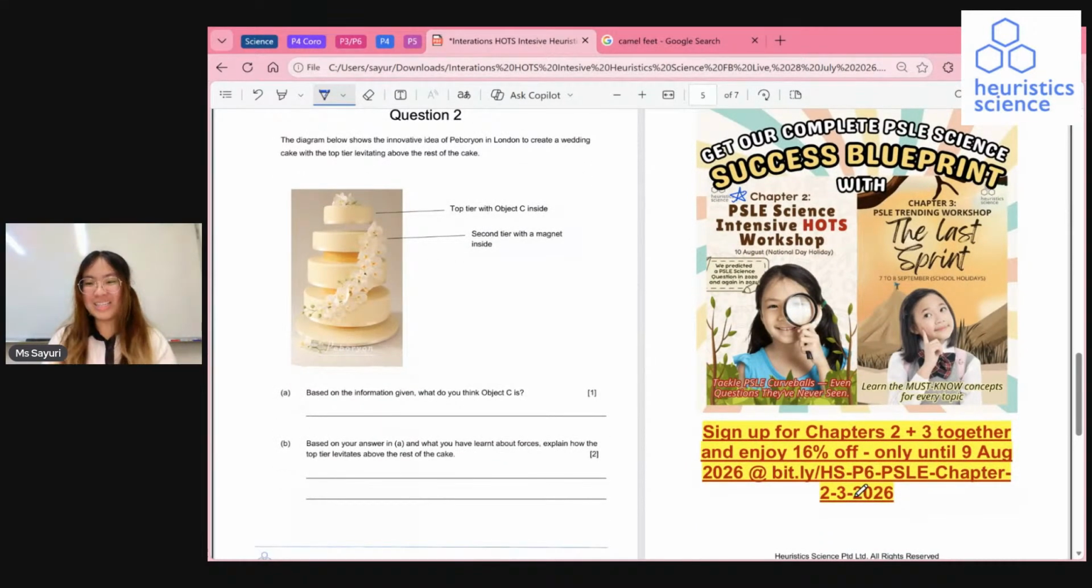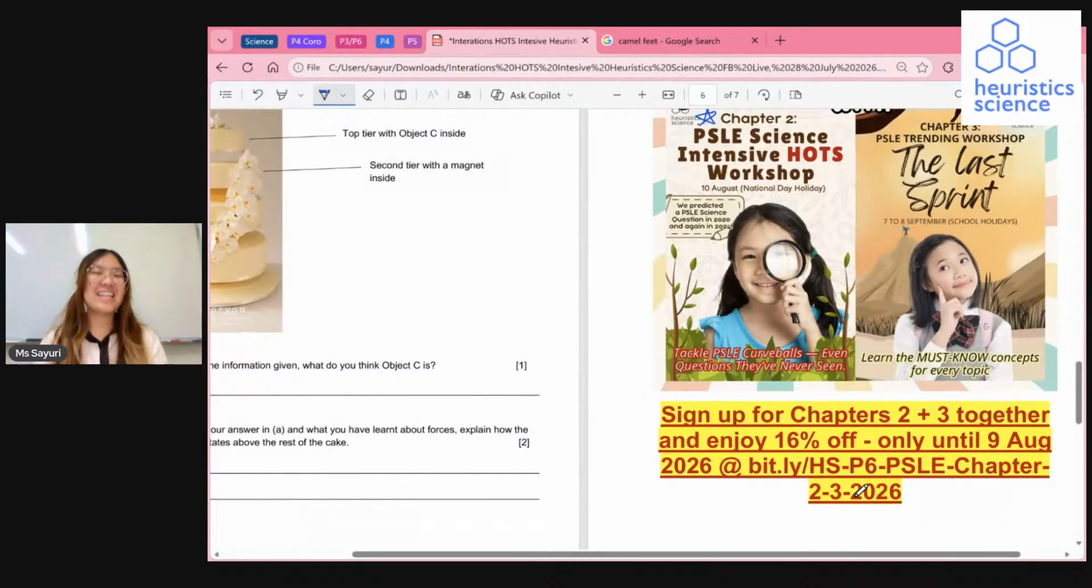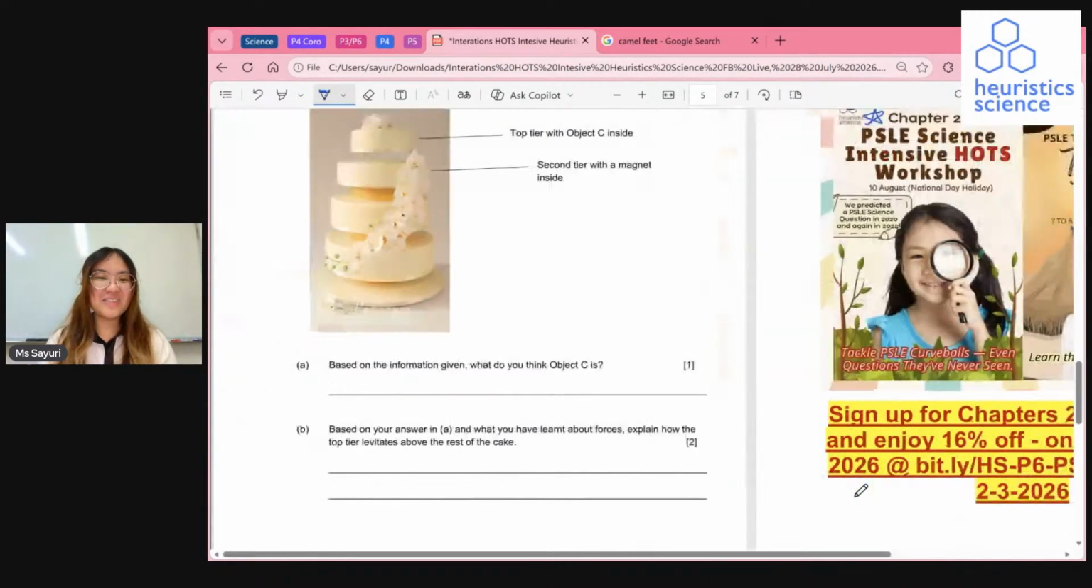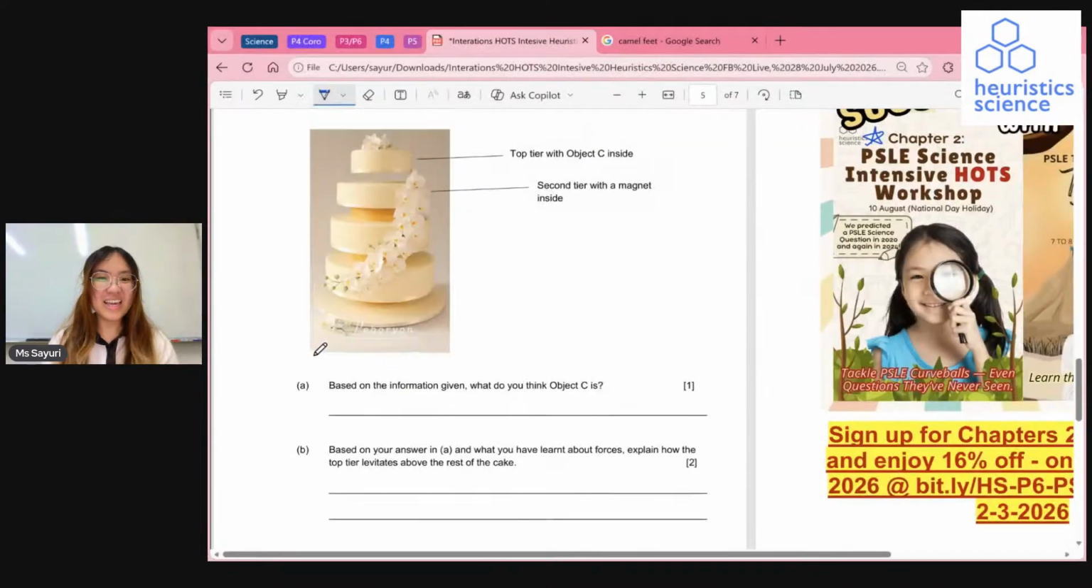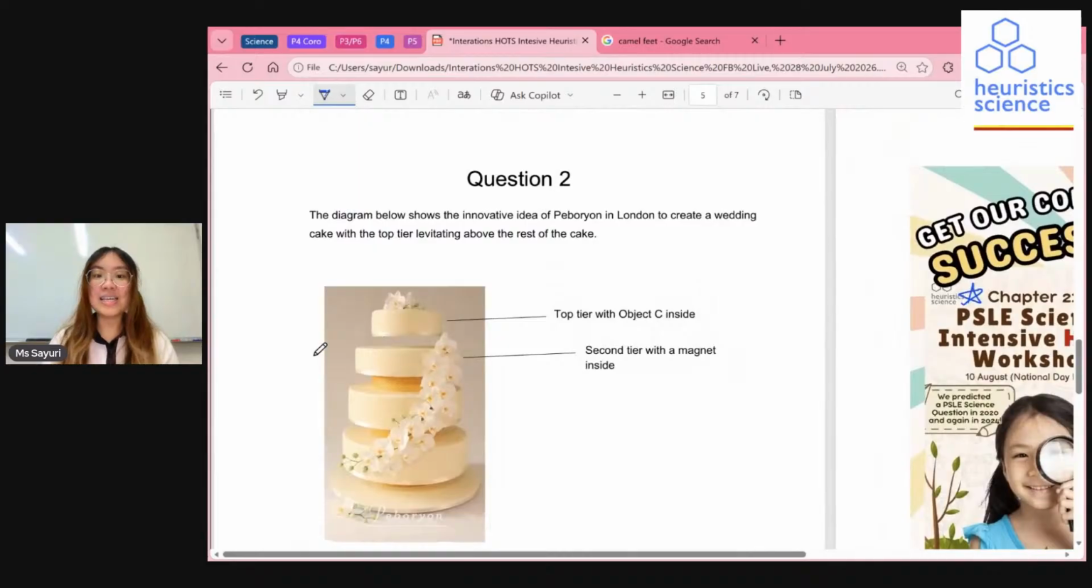Okay, so now one last question before we end today's live stream. I have presented this question. Now, this can be a Primary 3 question. It can also be a Primary 6 question. Why? Because in Primary 6, you learn forces. And you don't just learn magnetic force, right? You learn it as magnetic force of attraction, magnetic force of repulsion, and also, what else?